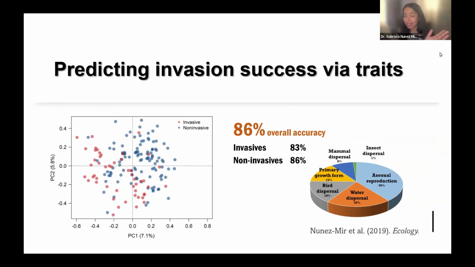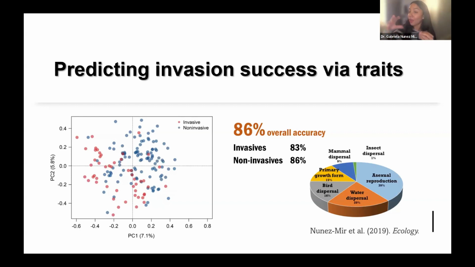Out of all of the non-native woody species, we had a list of about 900 different species in the United States. And our model had an 86% overall accuracy in distinguishing, out of these non-native species, which ones are invasive and which ones are non-invasive. And those characteristics were asexual reproduction, dispersal methods. If they had a long distance dispersal method, that made them more likely to be invasive, but also primary growth form.